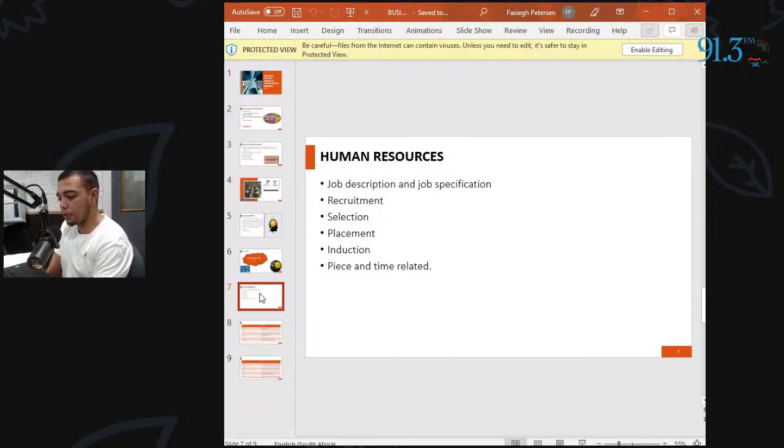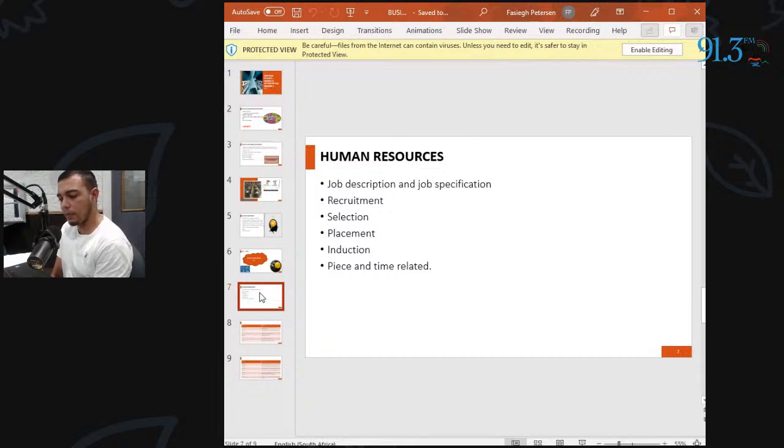So your job description, you'd always need to know the difference between the two. So job description, always think about your qualifications that you need to put down. And your job specification, you now need to look at the type of roles and duties that you need to perform. We're looking at recruitment, the selection process, placement process, induction, piecemeal and time related. You'd always see, if you go over past business papers, you'd see the piecemeal and time related.